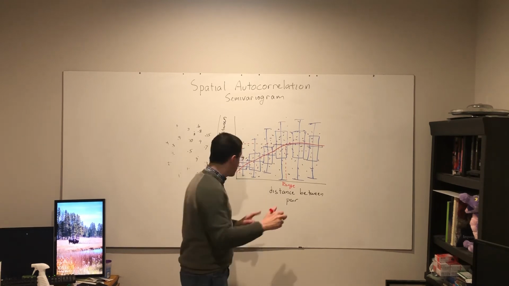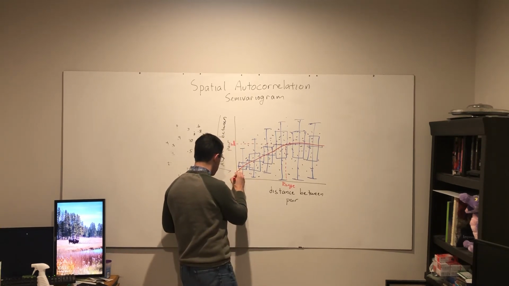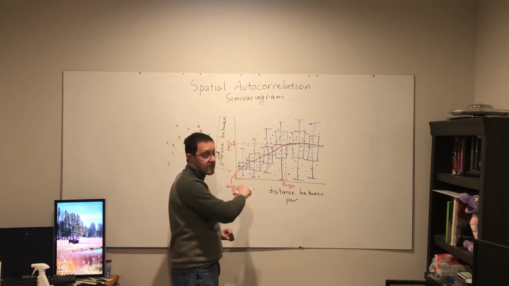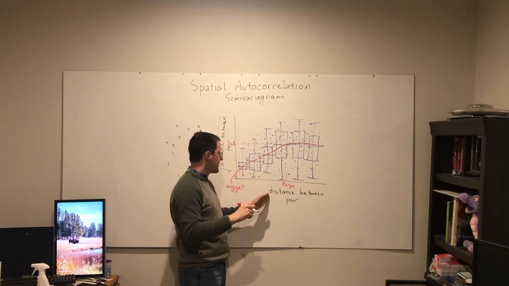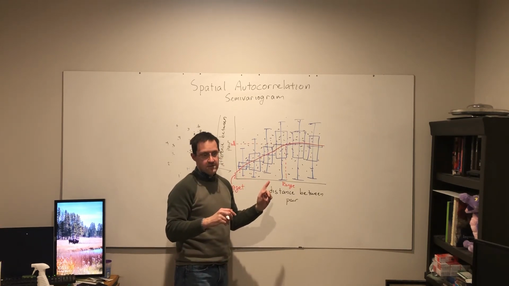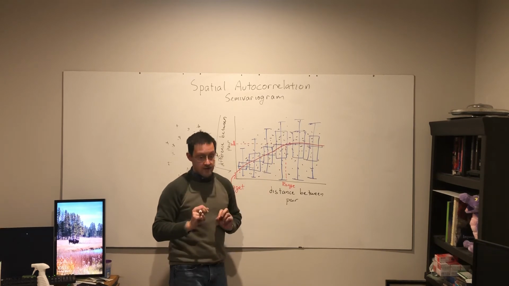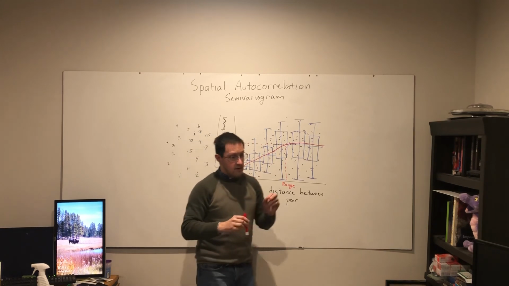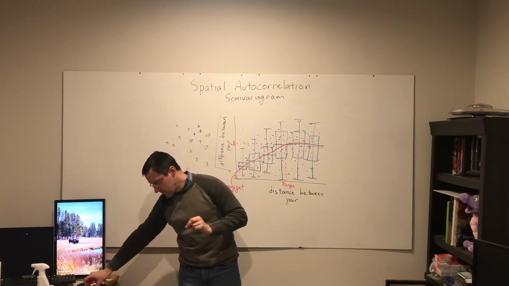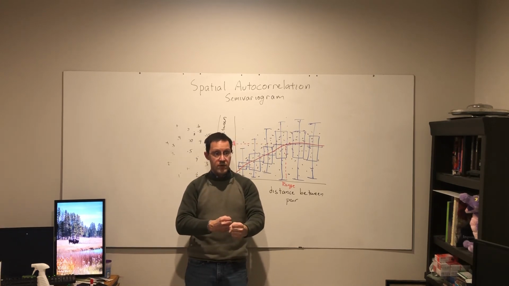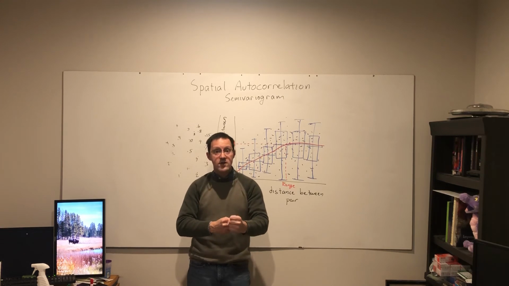The last thing that you might see is if this red line, if this function of distance to difference does not actually hit 0 at 0 distance. That's called the Nugget Effect. What that means is if I have two samples that are extremely close to each other, effectively no distance apart, they are not guaranteed to be the same.